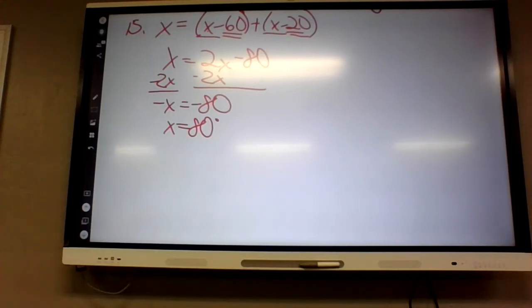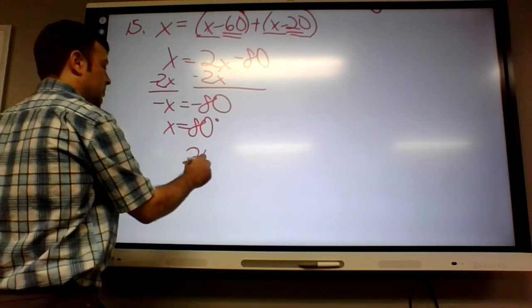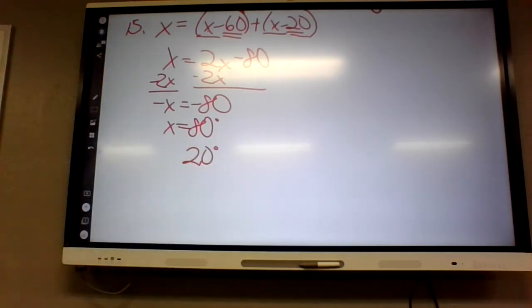What is the measurement of angle L? Angle L says x minus 60. So 80 minus 60. We just found out x was 80. So angle L is 80 minus 60, 20. Angle M is x minus 20, so 80 minus 20.